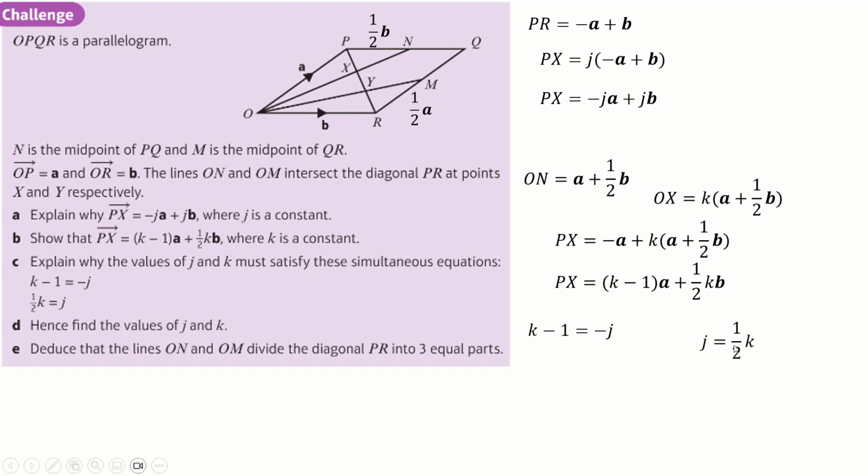We can solve this very easily. This is minus a half k is minus j, so just put that there. Add a half k to both sides, add 1 to both sides, divide by whatever it is, you get k as this. Halve it, you get j as this.